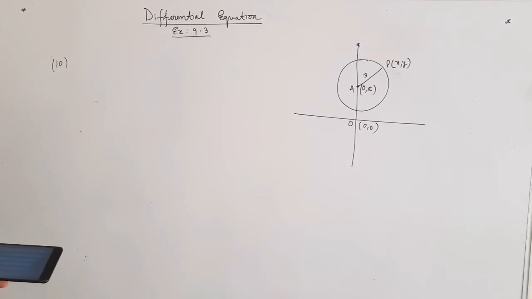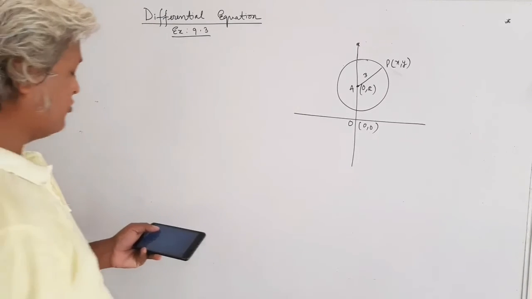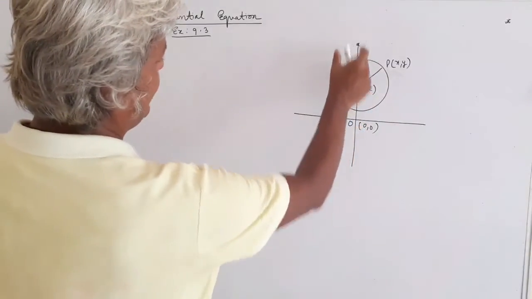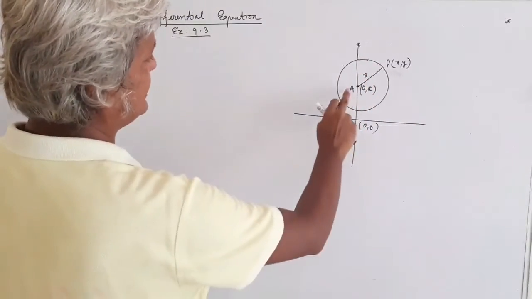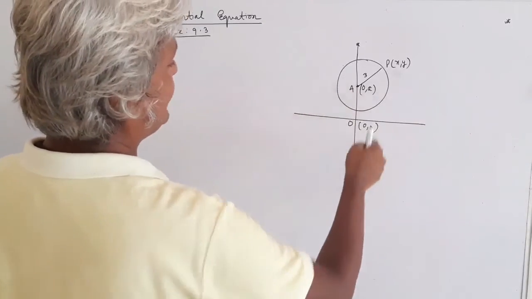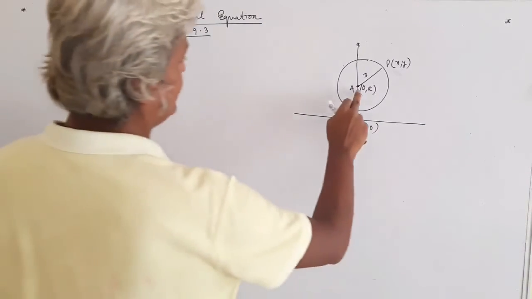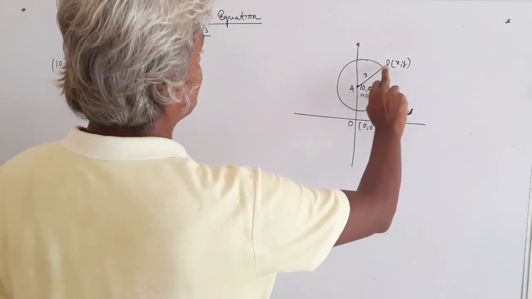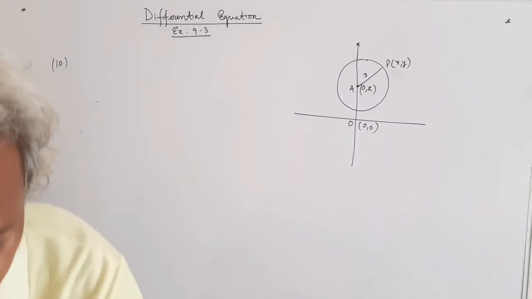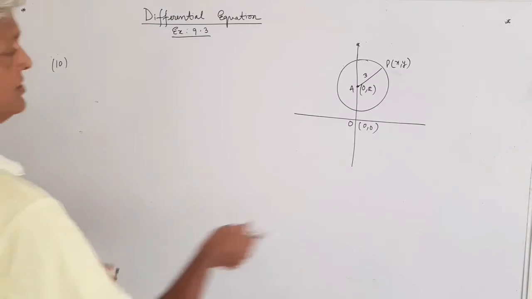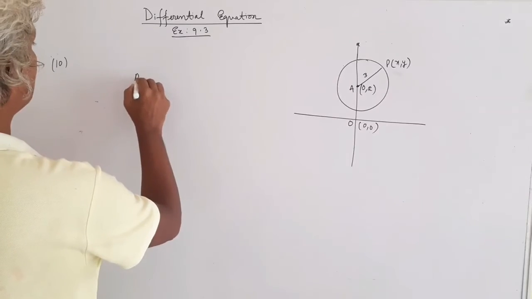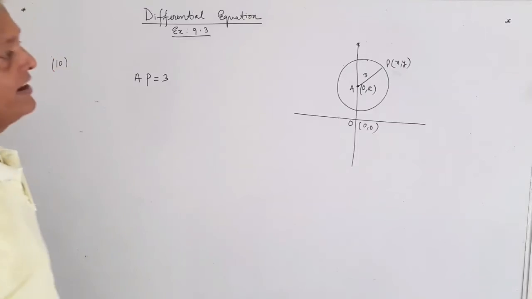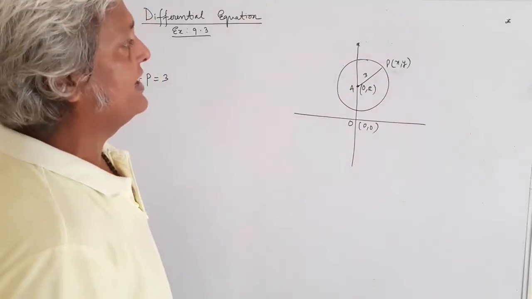Now question number 10. Form a differential equation of the family of circles having center on y-axis and the radius 3. So I have drawn this circle. The circle can be anywhere on the y-axis. The center is on the y-axis, so the coordinate of the point is (0, a), because on the y-axis the x part is 0, and the radius here is given as 3. By definition of circles we can say AP equals 3. AP is the distance between A and P. A has the coordinate (0, a) and P has coordinate (x, y).